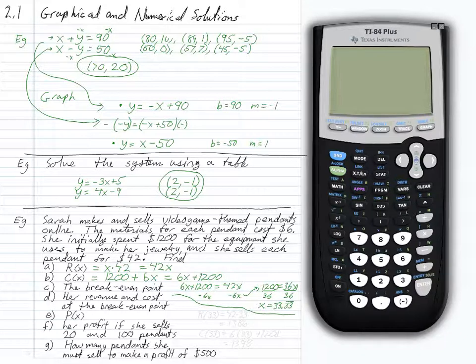So, her revenue at 33 is going to be 42 times 33. Simple as that. I calculate this to be 1,386. On the other hand, we would like to know what is the cost of producing these 33 items. So the cost to produce 33 items would be 6 times 33 plus 1,200, which I calculate to be 1,398.